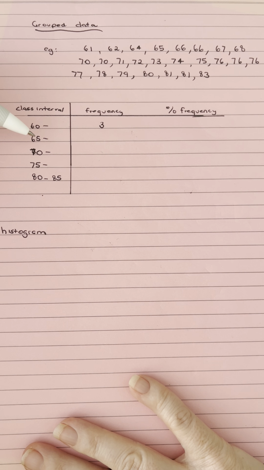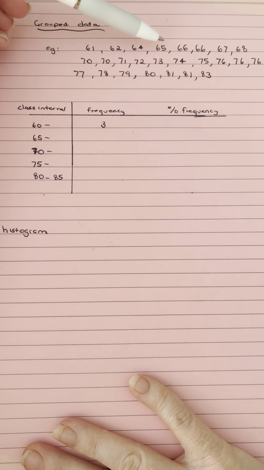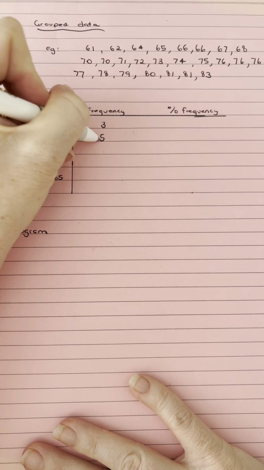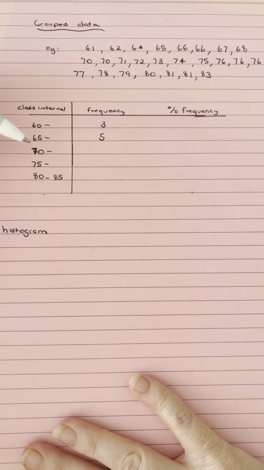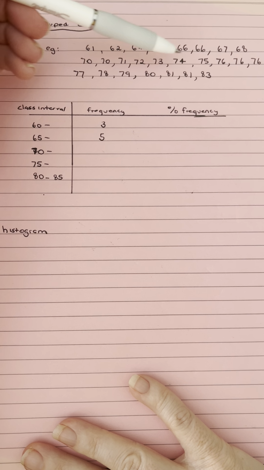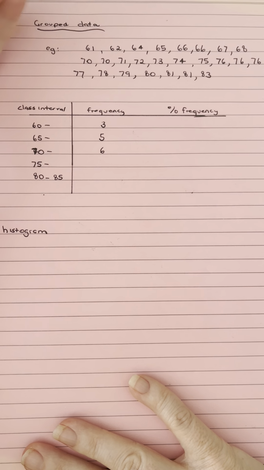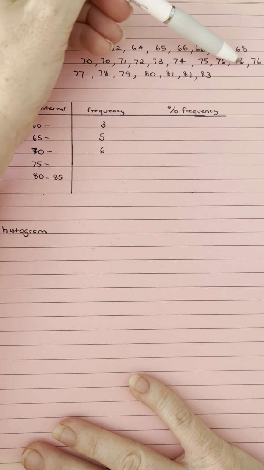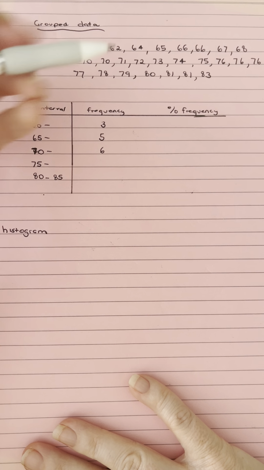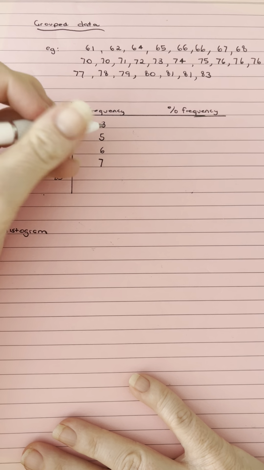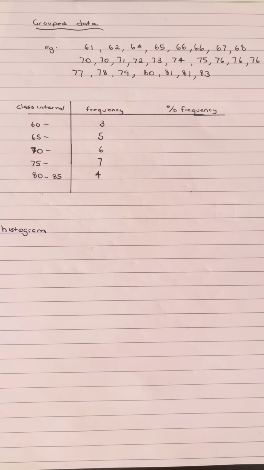Then we can look and see what we have for our numbers between 65 and 70. So we've got 1, 2, 3, 4, 5 there. Then we can have a look between 70 and 75. So we've got 1, 2, 3, 4, 5, 6 of those. Then we get to 75, we've got 1, 2, 3, 4, 5, 6, 7 that go there, and then 4 in our last category.